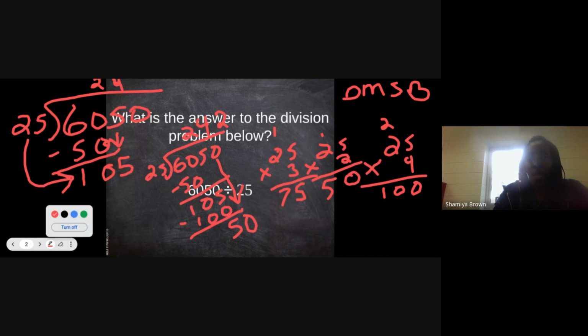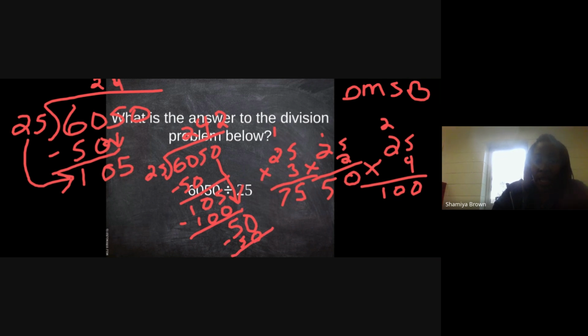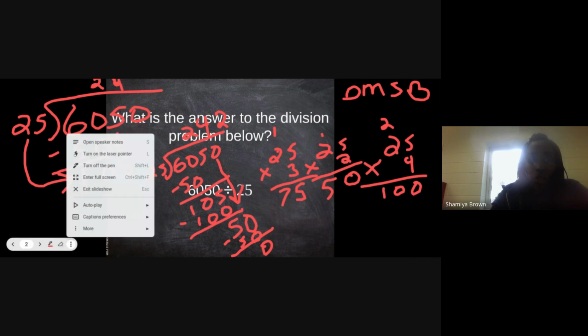Now I multiply 2 times 25, which will get me 50, because I've already done the work. That's why you don't want to erase. Whenever you try something on your scratch paper, don't erase it because you may need that. So keep it there. So that gives me 50. Then I subtract that and I get 0. So my answer would be 242. All right. That's that one.